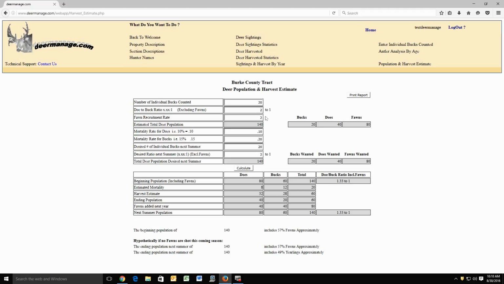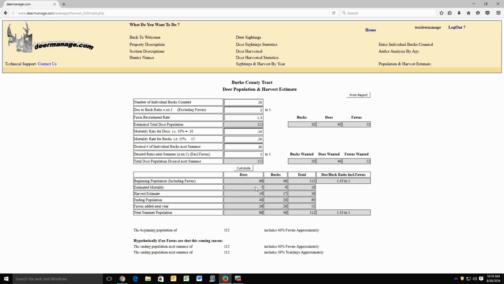Let's bring it down a little bit to let's say a 1.3 to 1 fawn recruitment rate and calculate on that. This is a fairly high fawn recruitment rate. Odds are if you have a recruitment rate this high, then you probably have fawns that are being bred, which certainly would attribute to having a higher fawn recruitment rate such as this. But this certainly is not as ridiculous as having a 200% fawn recruitment rate. So let's see how the numbers work out if we have a fawn recruitment rate of 1.3.